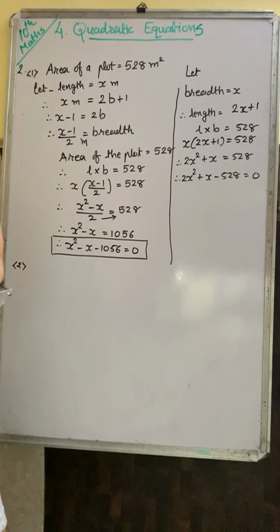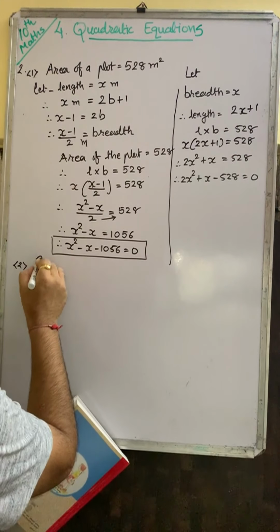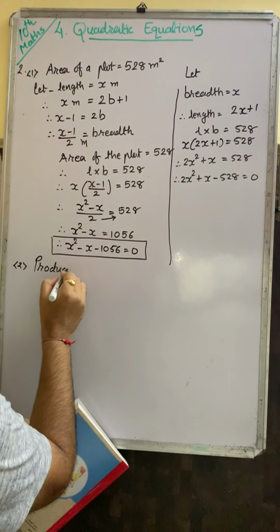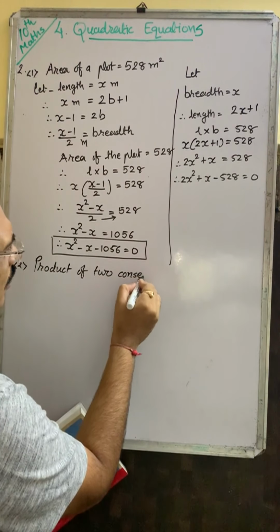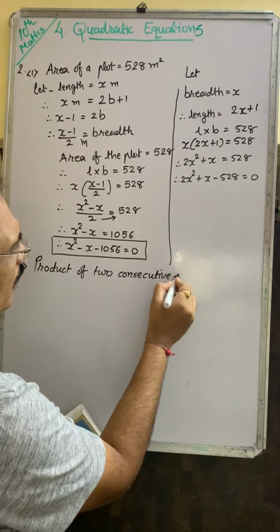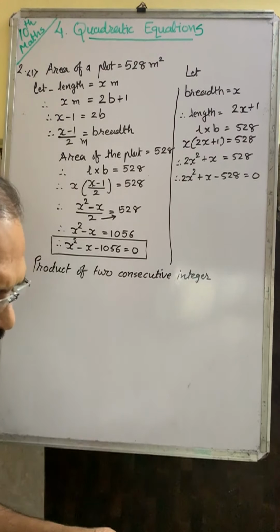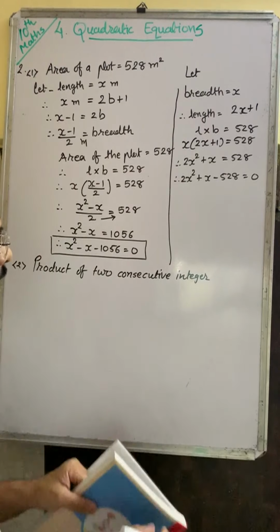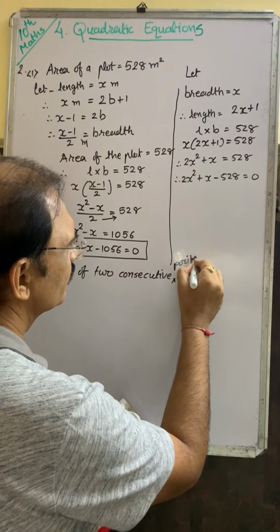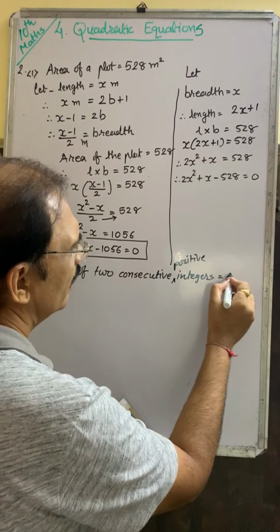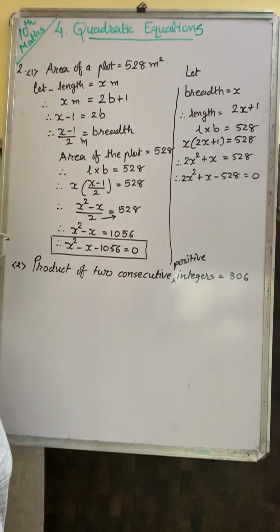Product of two consecutive positive integers is 306. Product of two consecutive integers, okay, maybe it is positive integers, yes. Product of two consecutive positive integers is equal to 306.